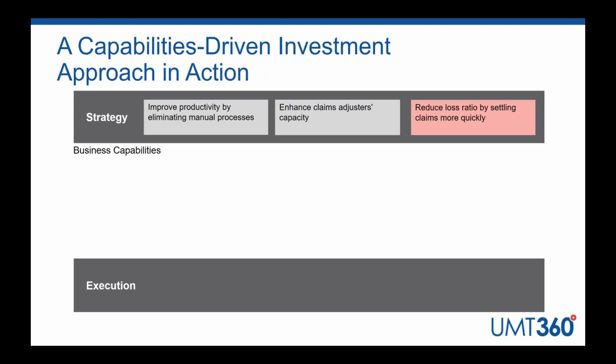Now, we see an example of the capability-driven investment approach in action here. We'll see how we can really get a clear line of sight from strategy all the way through to execution. So in this example, based on the insurance industry, I have 3 key strategies, one of which I'm going to investigate: reduce loss ratio by settling claims more quickly.